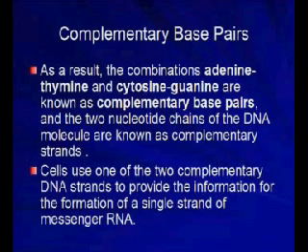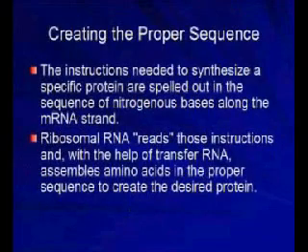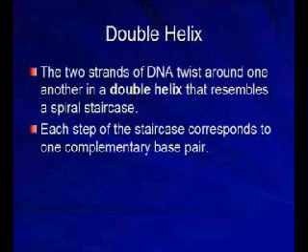Cells use one of the two complementary DNA strands to provide information to form a single strand of messenger RNA. The instructions needed to synthesize specific proteins are spelled out in the sequence of nitrogenous bases along the messenger RNA strand. Ribosomal RNA reads those instructions and, with the help of transfer RNA, assembles amino acids in the proper sequence to create the desired protein. Two strands of DNA twist around one another in a double helix, resembling a spiral staircase. Each step of the staircase corresponds with one complementary base pair.